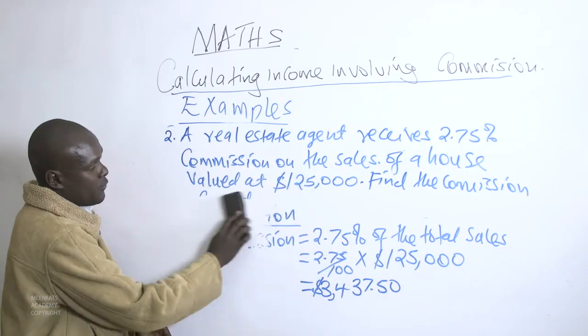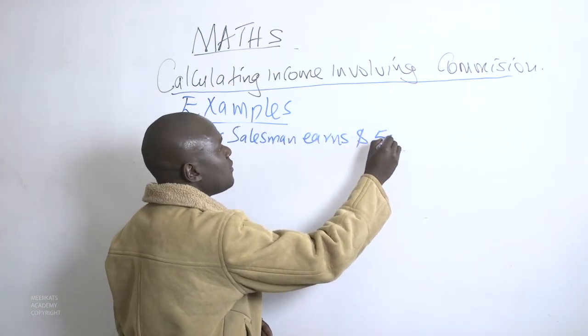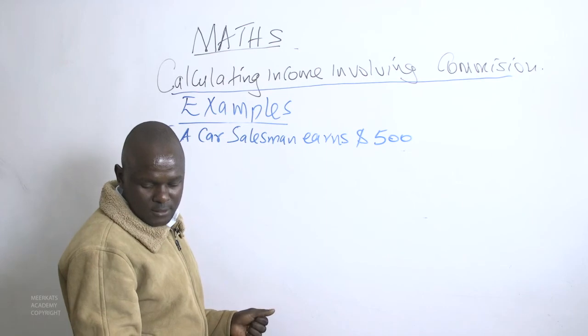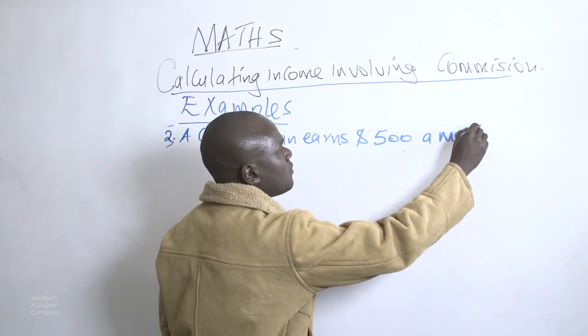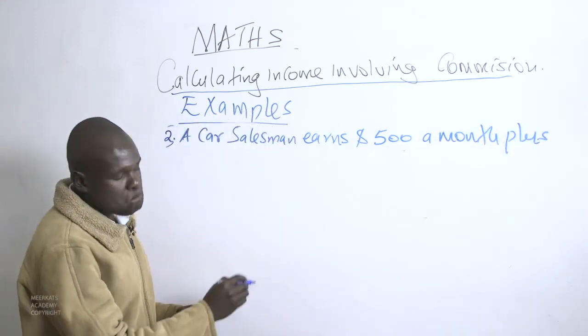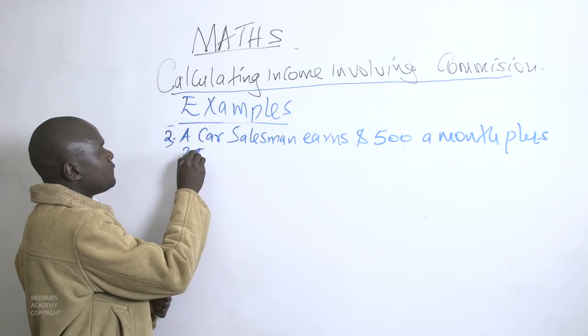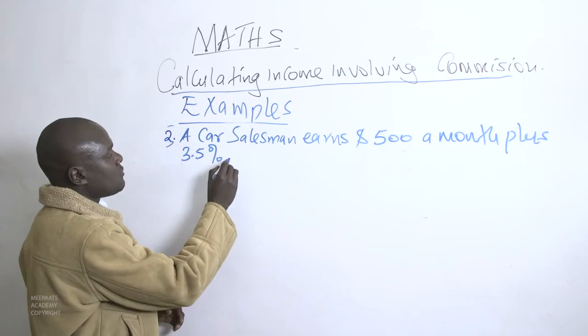Our third example: a car salesman earns $500 a month plus 3.5% commission on all sales.